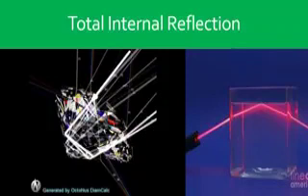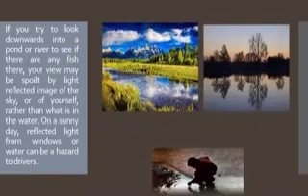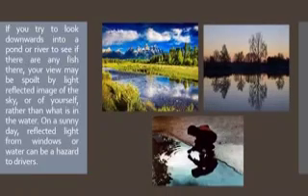Have you seen a mirage? Why are there mirages? If you try to look downwards into a pond or river to see if there are any fish there, your view may be spoiled by a light-reflected image of the sky or of yourself rather than what is in the water. On a sunny day, reflected light from windows or water can be a hazard to drivers.